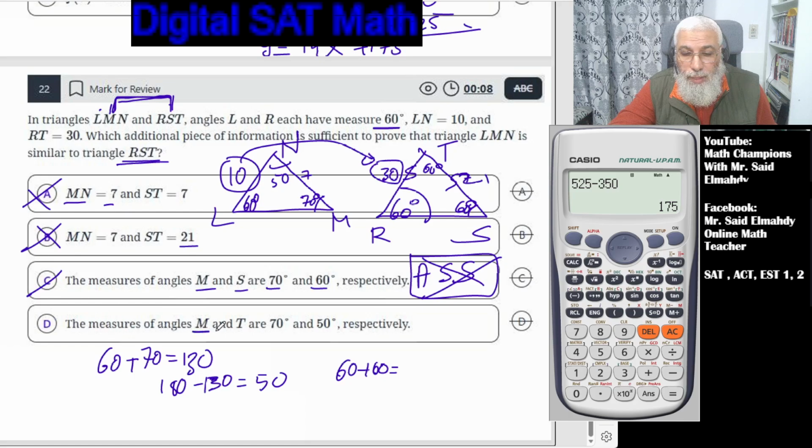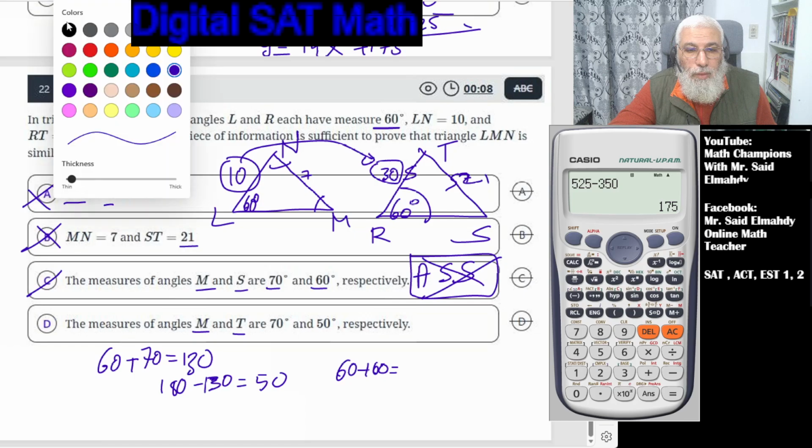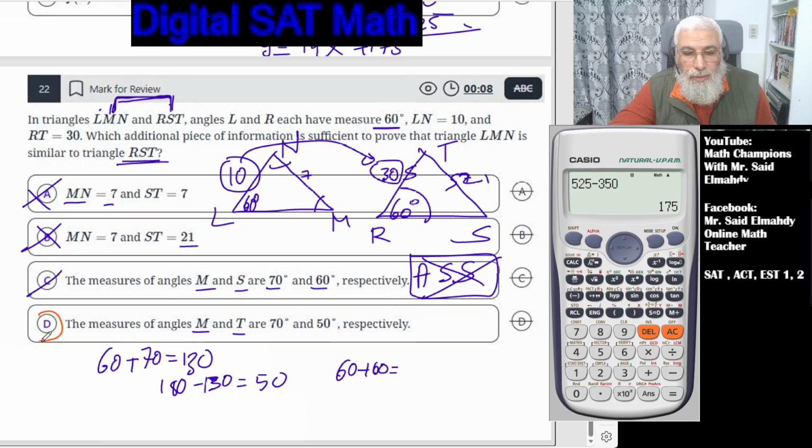The measures of angles M and T are 70 and 50. This should be the answer. This is the correct answer because M is 70 and T is 50. We calculated this before: this is 50, 50, and this would be 70. So yes, this is the correct answer because this is angle-angle-angle, and this can make similar triangles.